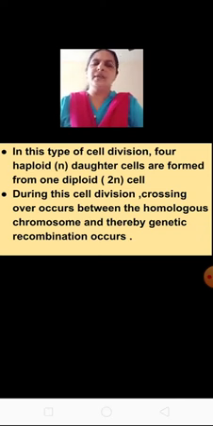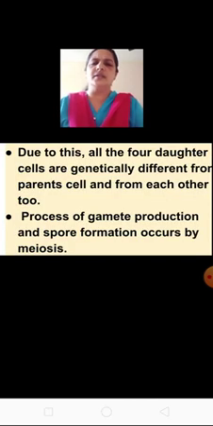Even your siblings, your sister and brother, will not be identical to you, because the crossing over differs in each chromosome. That's why genetic recombination occurs. Hope you all understood, children. Let us revise now. Due to this, all 4 chromosomes are genetically different from the parent and from each other too.